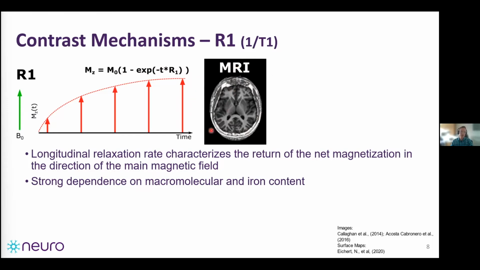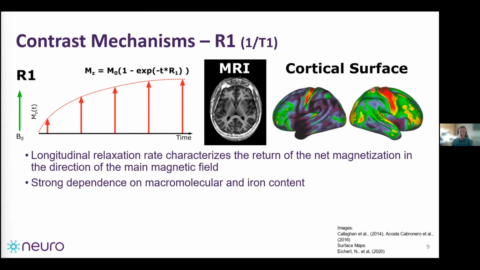And because we're interested in the cortex, we can take these values and sample them onto the cortical surface and start to see regions across the brain differing from each other. So we see brightening of the primary motor and sensory cortices from the association regions in the frontal cortex.